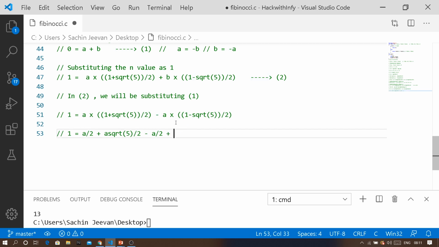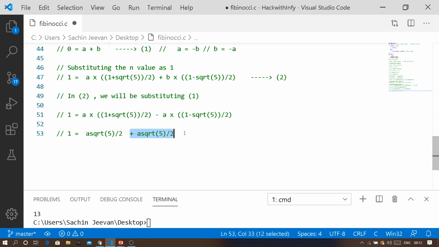So plus a multiplied by square root of 5 divided by 2, so a square root of 5 divided by 2. So from this equation, what you understand, a divided by 2 and minus a divided by 2 both will get cancelled. What is left? A square root of 5 divided by 2 plus a square root of 5 divided by 2. Same term you are adding 2 times. So what can we write it as?